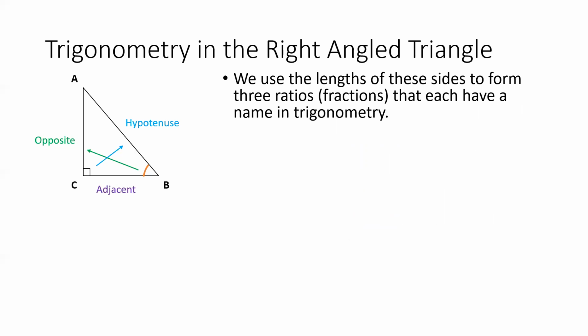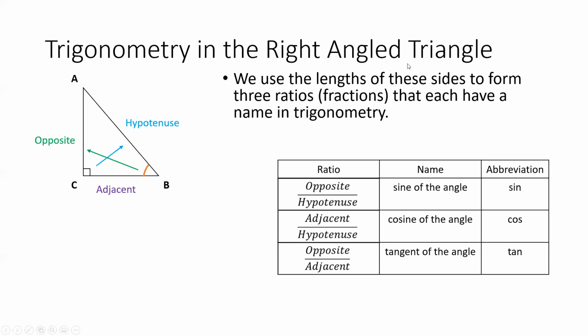And we have three ratios, which we use in order to calculate angles and sides within right-angled triangles. We have sine, which is the sine of the angle is equal to the length of the opposite side divided by the length of the hypotenuse. The cosine is equal to the length of the adjacent divided by the hypotenuse. And the tangent is equal to the length of the opposite side divided by the length of the adjacent. For short, we call these sin, cos, and tan, just to save a bit of time saying all the names, and that's usually how we write them as well, as they're abbreviated on the right-hand side of this slide.